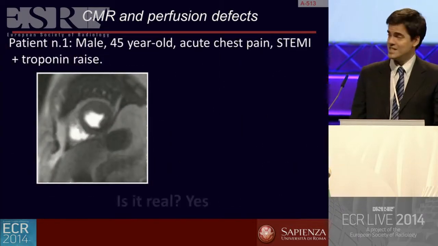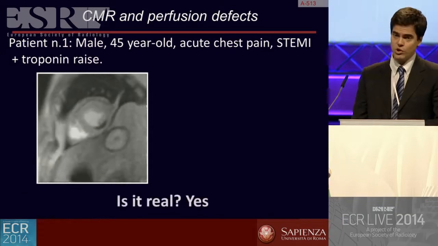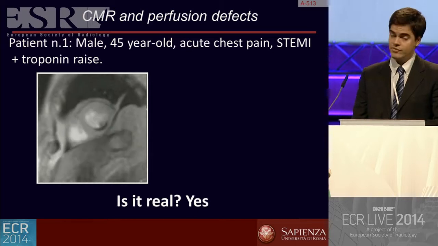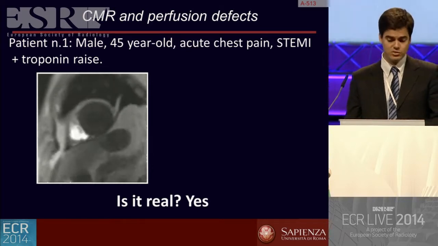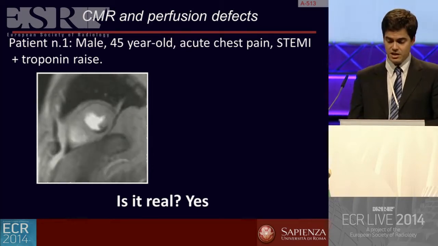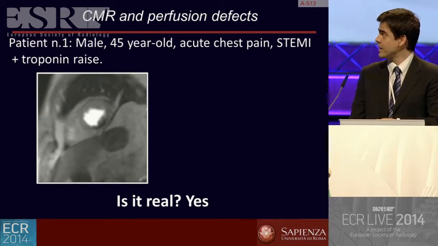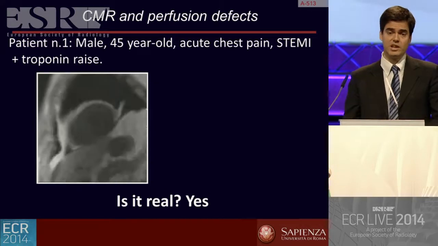No question in this case for patient number 1 because it's straightforward. You see that there is an inferior subendocardial perfusion defect persisting continuously after the contrast arrival. This actually was a lady, not a male, and she had acute chest pain, ST elevation, troponin raise. It was an acute myocardial infarction.